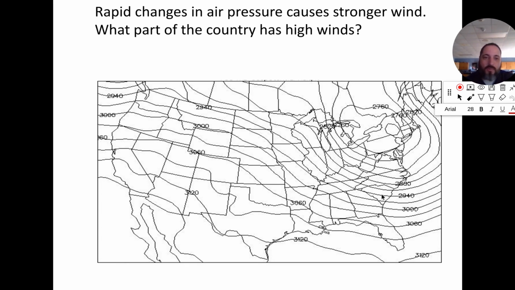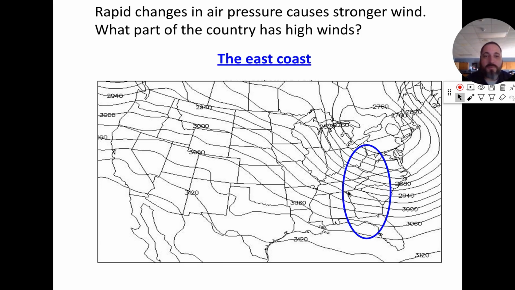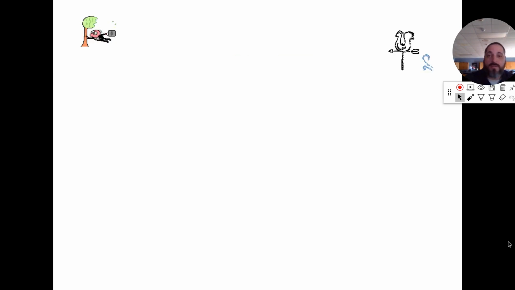So right here, over by the East Coast is where we're going to be seeing the fastest winds in this area because the lines are much closer than all the way over here on the West Coast. As I was saying, you can see that our lines are the closest here on the East Coast, and I've highlighted that right there for you. That's where we're going to see the strongest winds, the fastest winds.